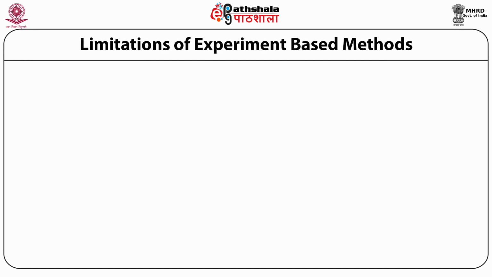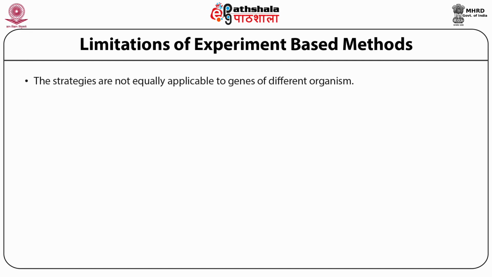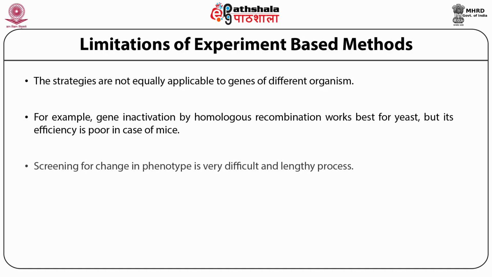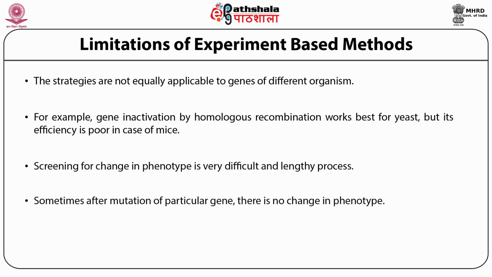Limitations of experiment-based methods. These strategies are not equally applicable to genes of different organisms. For example, gene inactivation by homologous recombination works best for yeast, but its efficiency is poor in the case of mice. Screening for change in phenotype is a very difficult and lengthy process. Sometimes after mutation of a particular gene, there is no change in the phenotype. Thus, finding the function of the gene becomes even more tough.